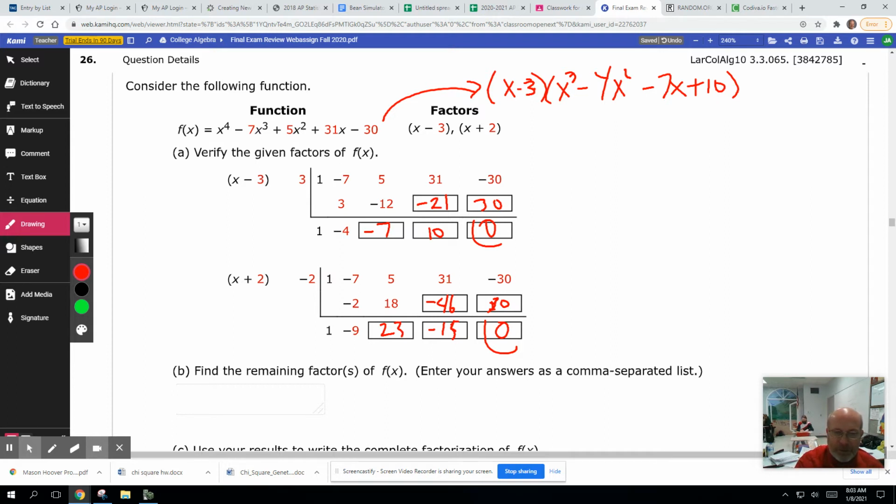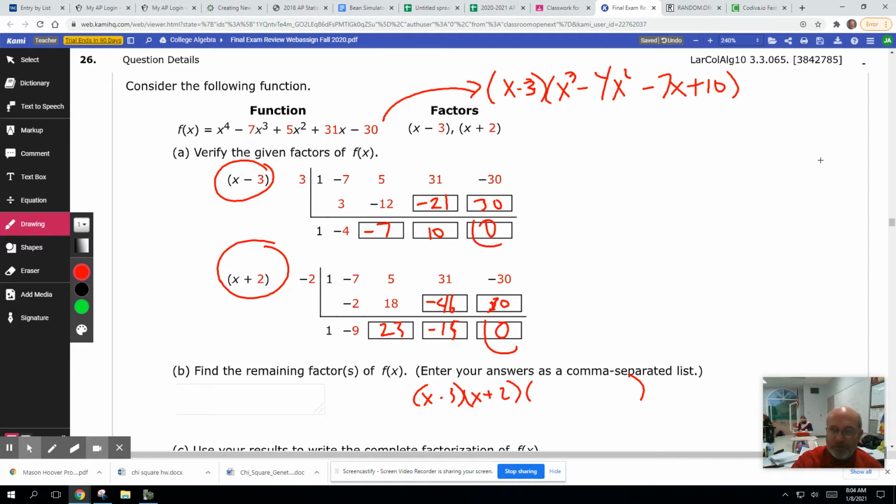Now, the next one says find the remaining factors of f of x. To do that, if we know that x minus 3 is a factor and x plus 2 is a factor, it means we can write this polynomial as x minus 3 times x plus 2 times some other factor. Well, here we've already divided the original function f of x by x minus 3. If we divide this cubic factor by x plus 2, then we'll have a quadratic factor that we can find the other factors with.